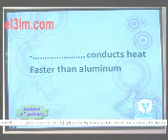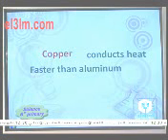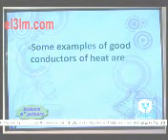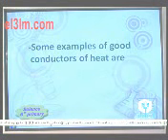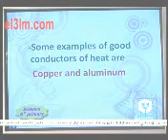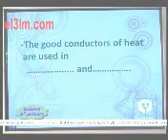What conducts heat faster than aluminium? As you know from the experiment, copper conducts heat faster than aluminium. Some examples of good conductors of heat are what and what? Copper and aluminium and other metals. The good conductors of heat are used in what and what?